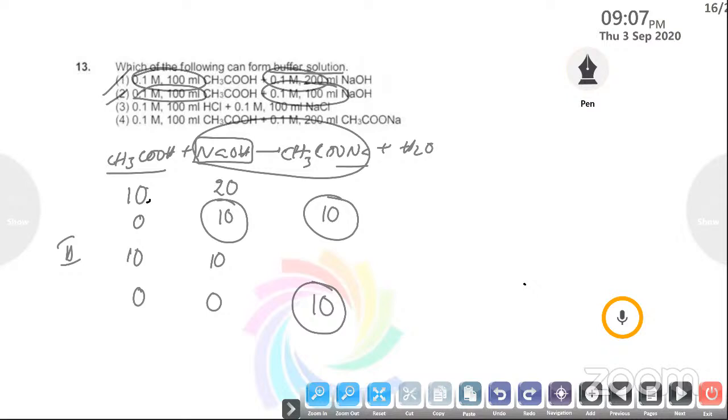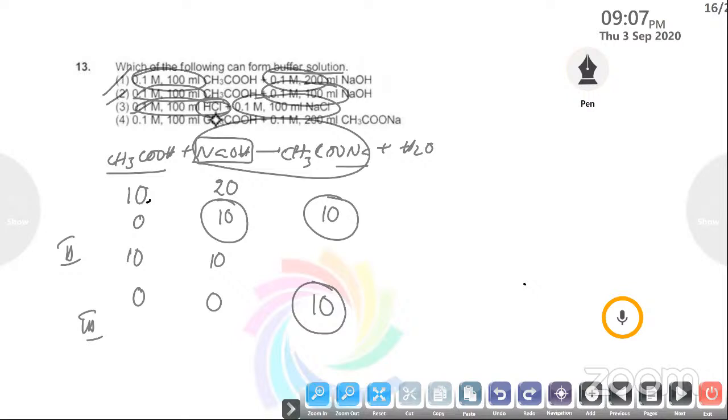Next, go to the third case. You are adding 0.1 M HCl solution and 0.1 M NaCl solution. So this combination can never be called a buffer as there is no weak acid in this. We are having a strong acid. When you are adding sodium hydroxide, the strong acid will respond. It can't resist the change in pH.